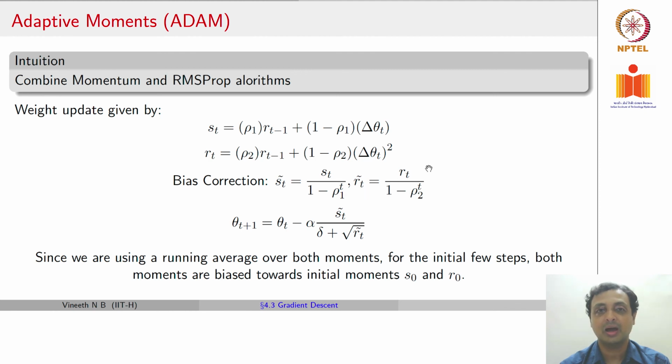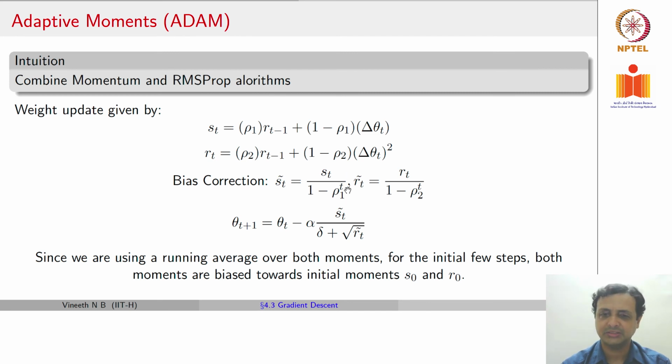Similarly, R tilde t is R t divided by 1 minus rho 2 to the power t. What does this do? If rho 1 is 0.9, remember 1 minus 0.9 is 0.1. So S t divided by 0.1 will now increase it tenfold. So by whatever fold it was reduced here, it's now going to increase it by tenfold in the initial iteration.